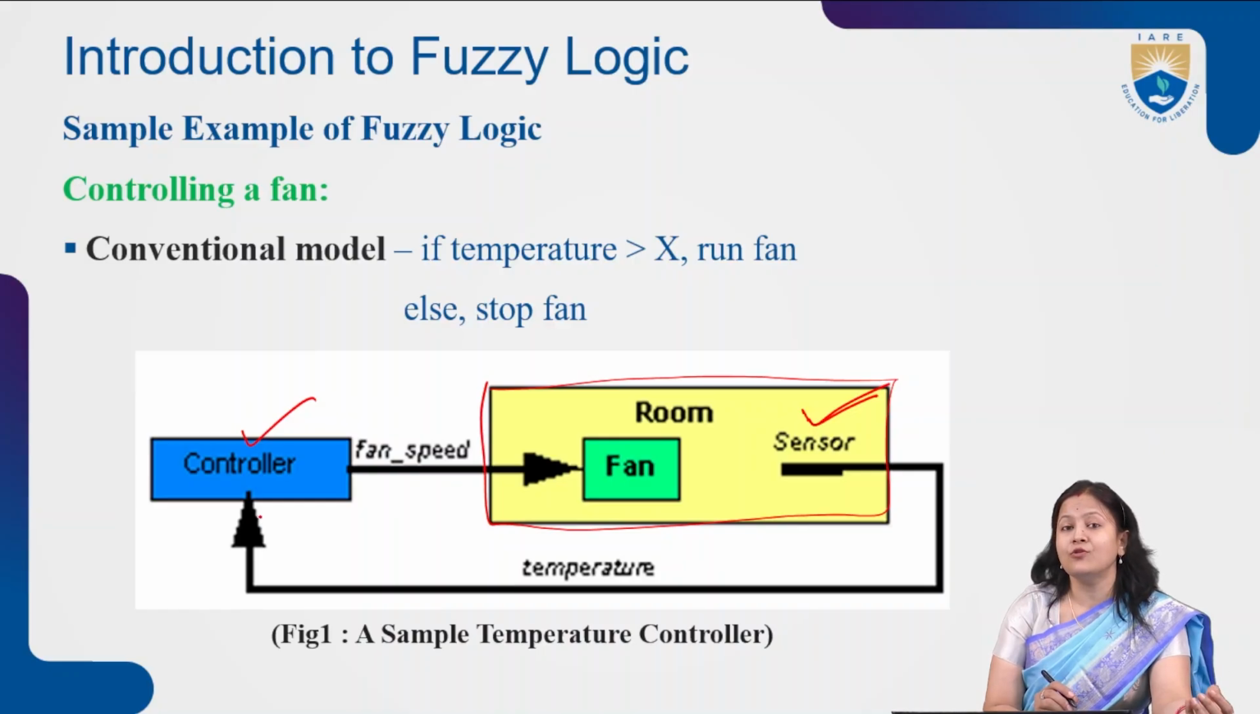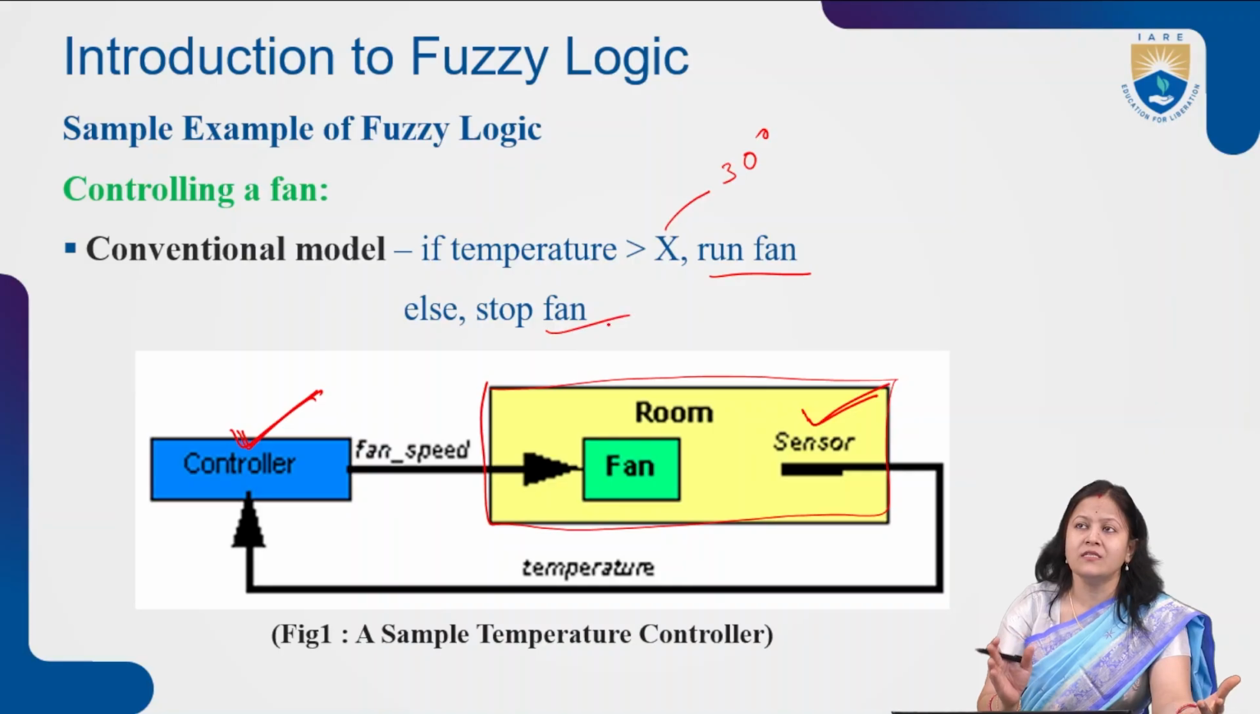The controller does not understand those values, so those values will be converted into 0 and 1 format. Depending upon the values, the controller tries to increase the fan speed or decrease the fan speed. So for building this controller of the fan, fuzzy logic can be applied. But in the conventional approach, we can write, suppose if the temperature is more than 30 degrees, then run the fan or else stop the fan.